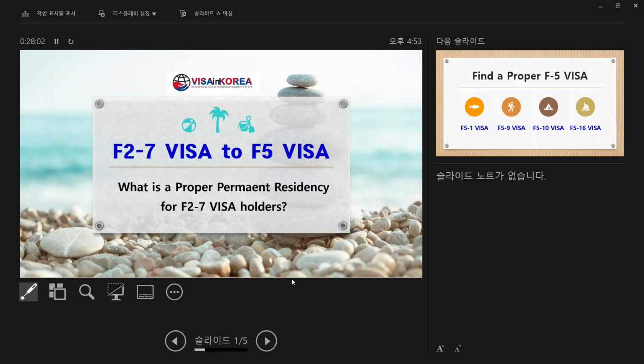Today I explained about F2-7 to F5, and also the previous visa types before F2-7, which might be D7, D8, D9, E1 to E7. That's why I explained them, and I also introduced the F5 visa type. It's very hard to explain it all, but anyway, I hope it will help you.